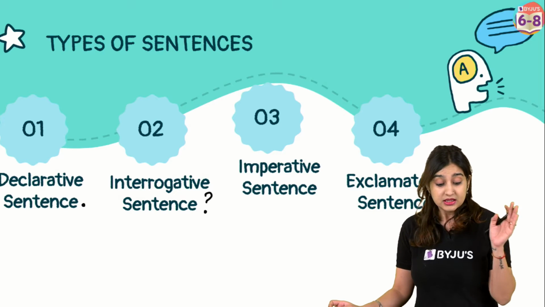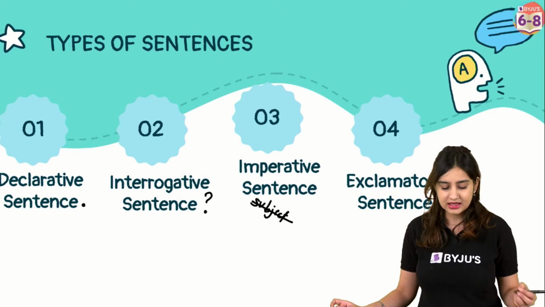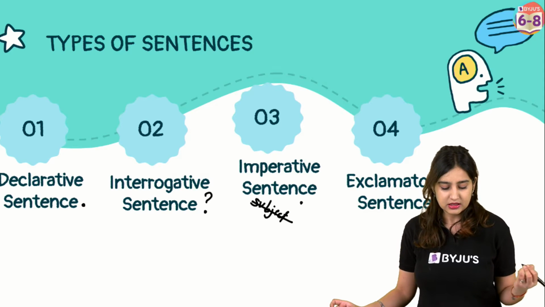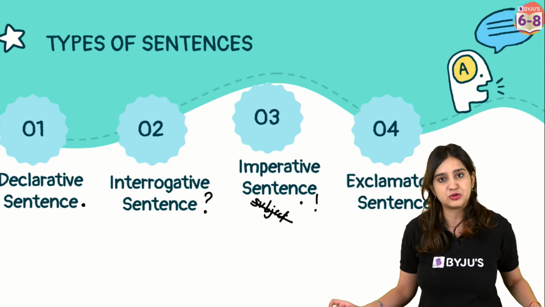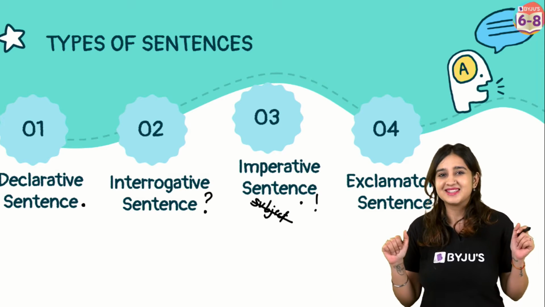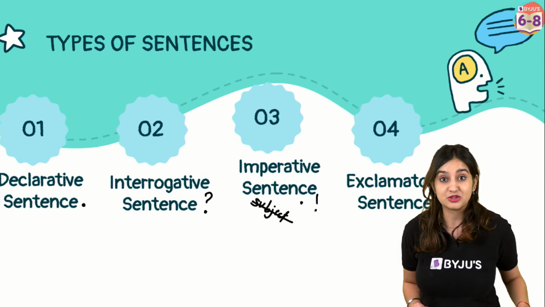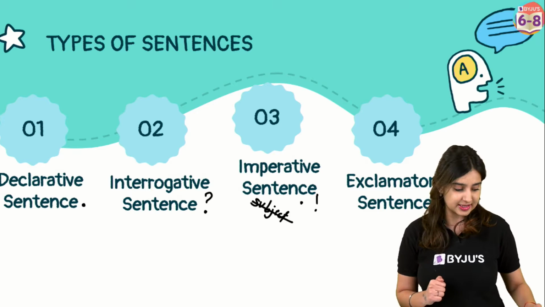Imperative sentence. Now, these are sentences that are giving you a command or an order or sometimes making a request. The easiest way to identify this is that it won't have a subject, and these can end in a full stop or an exclamation mark. And exclamatory sentence. The way I said it helps you understand that these end with an exclamation mark. Now let's get into more detail.